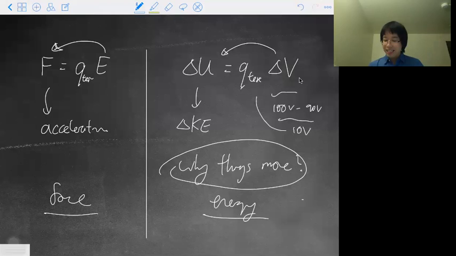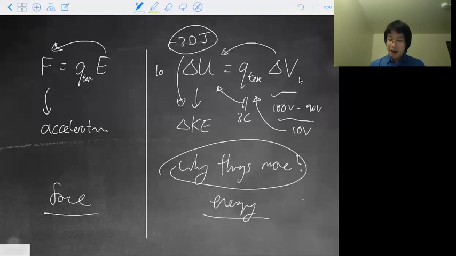Let's say the charge is 3 coulombs. So the change in potential energy is 3 times 10, so it's 30 joules. If you lose 30 joules of potential energy, you will gain 30 joules of kinetic energy, right? Does that make sense? Okay, cool.